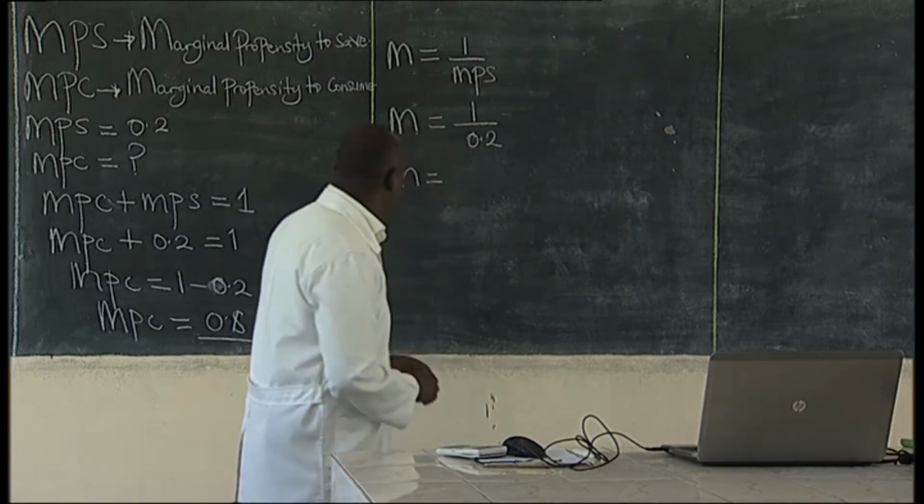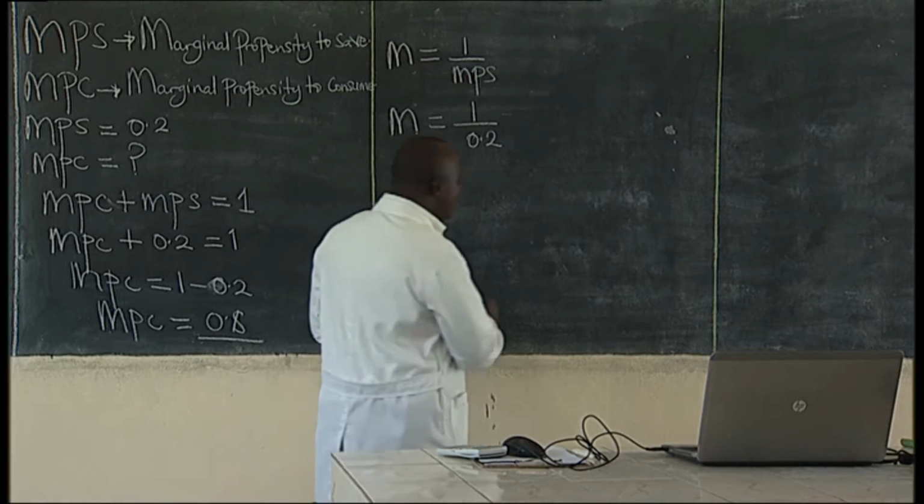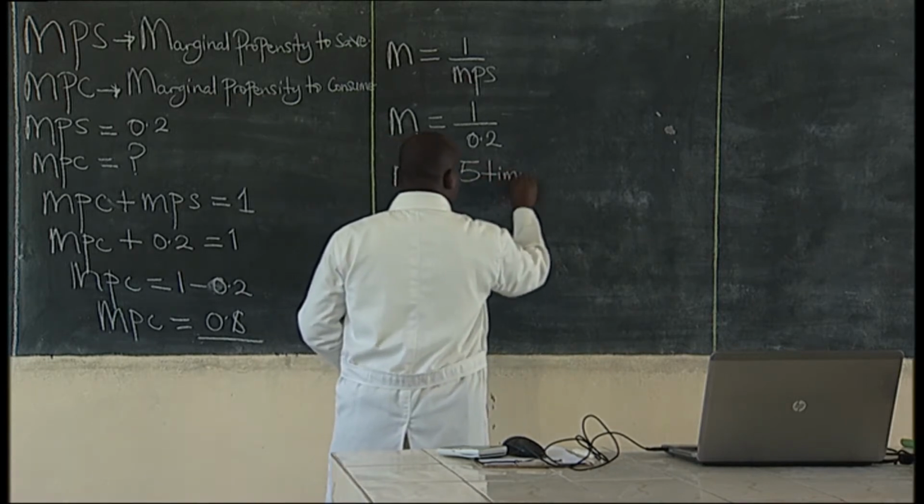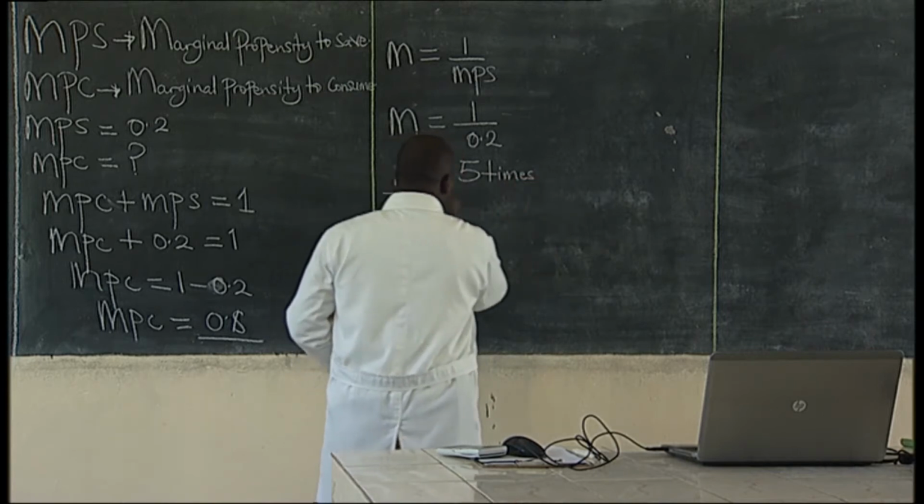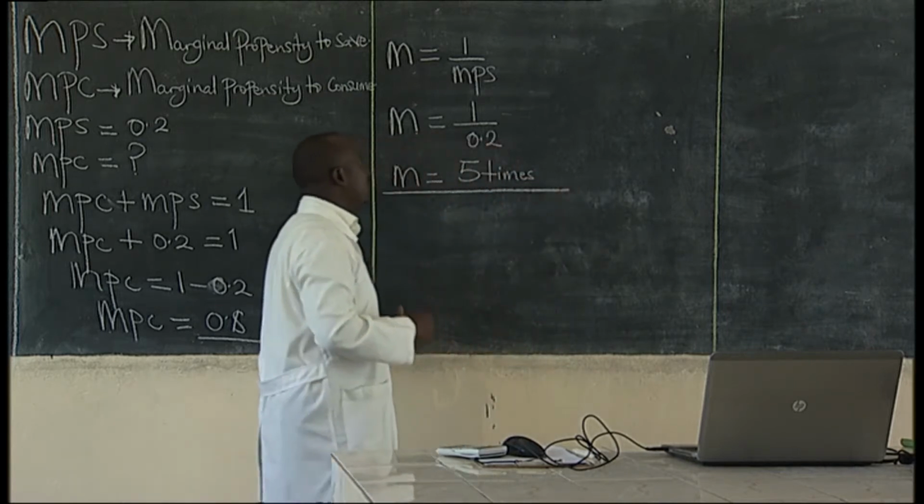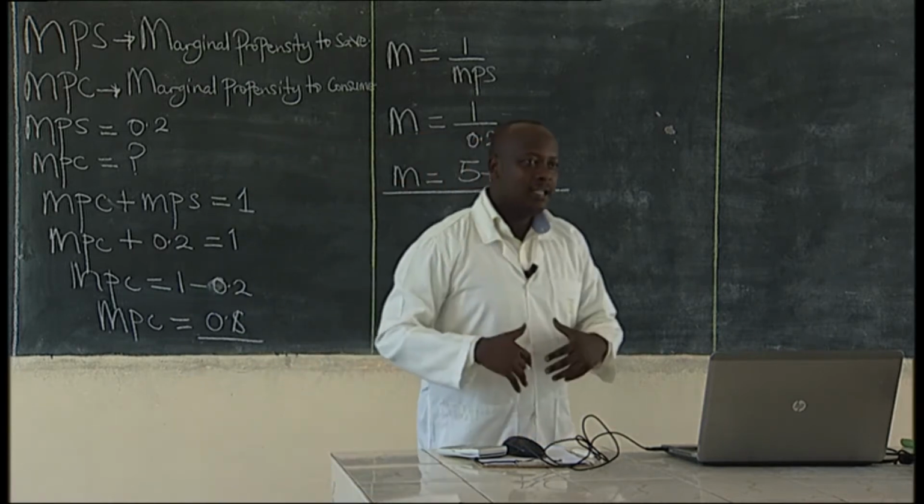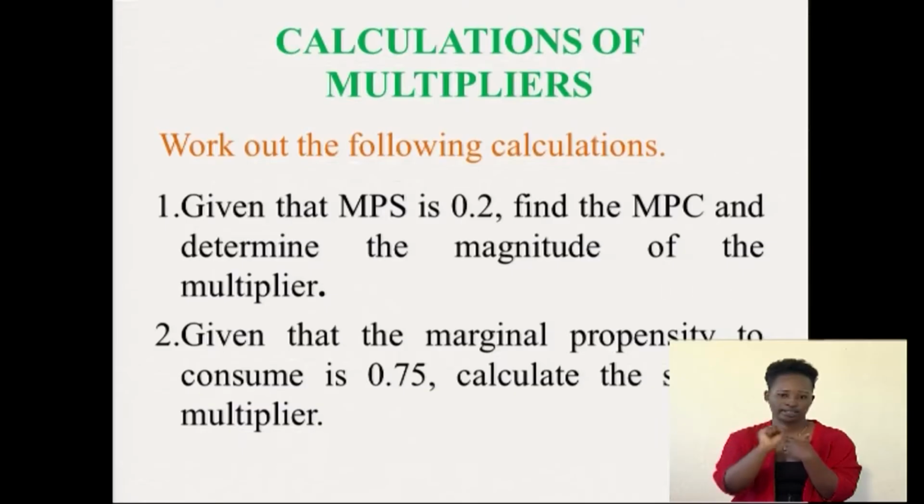Now, the multiplier is 5 times. That is how we calculate the multiplier, given the marginal propensity to save. And even if you use the marginal propensity to consume, you will get the same answer. You will also get 5 times if you use the formula of marginal propensity to consume.